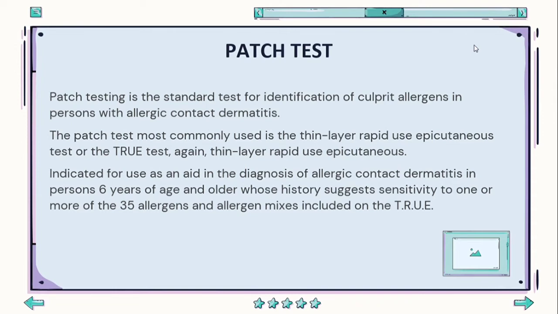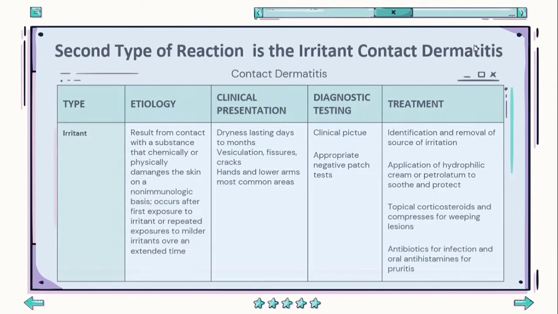Second type of reaction is the irritant contact dermatitis. This is a non-allergic skin reaction that occurs when the irritant damages your skin's outer protective layer. It is a result from contact that chemically or physically damage the skin. Most common irritants include soaps and detergent. This occurs after repeated exposures. Milder irritants over an extended time within a few hours or days of exposure to an irritant or allergen.